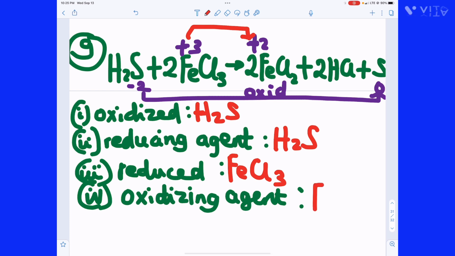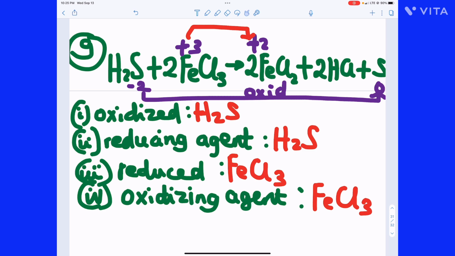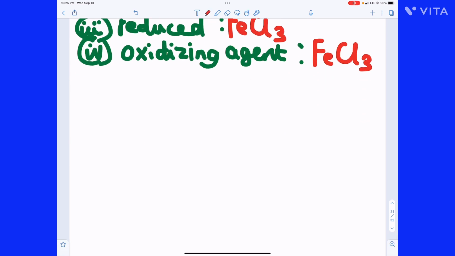What substance is the oxidizing agent? It's also FeCl3. So the oxidizing agent is what? Reduced. The reducing agent is what? Oxidized. I hope you get that in a redox reaction. That's G. Let's go to H.